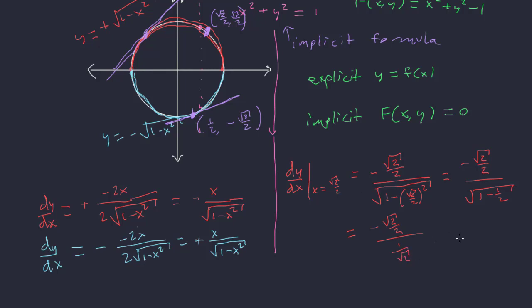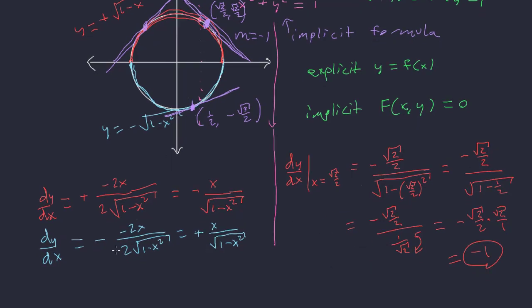And the reason I'm going to leave it like that is because when we invert and multiply, we're going to get negative root 2 over 2 times root 2 over 1. The two root 2's come together to be 2, so we get negative 1. Okay, so that is what we calculated to be the slope of the tangent line here. And that actually holds some water. That looks right, that the slope should be negative 1.